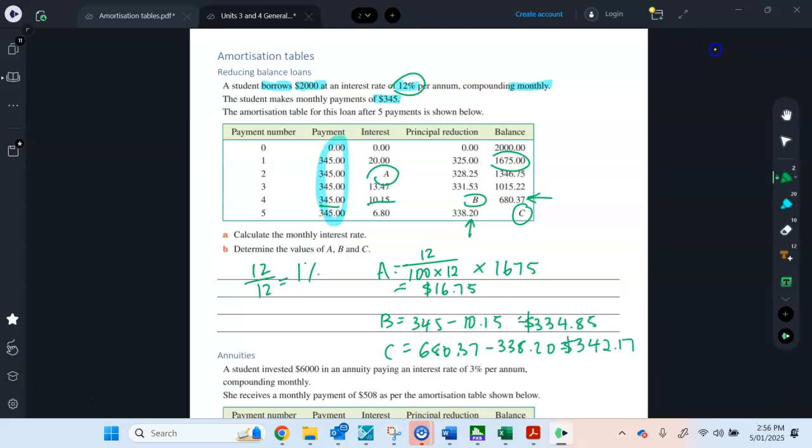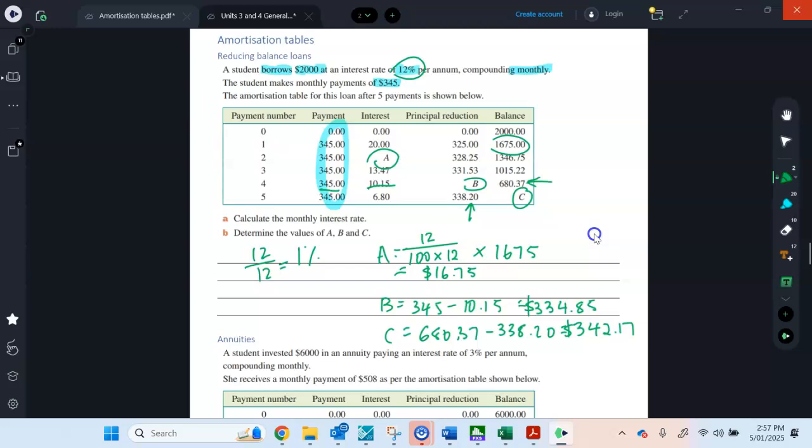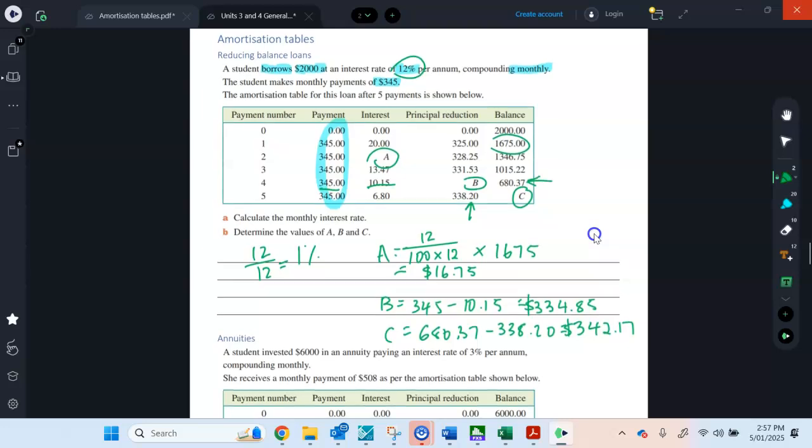All right, and put a dollar sign there. You don't have to put dollar signs, you'll still be marked as correct. So C is $342.17. So basically one more payment and the loan's going to be paid off.